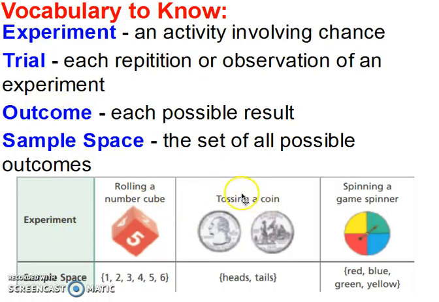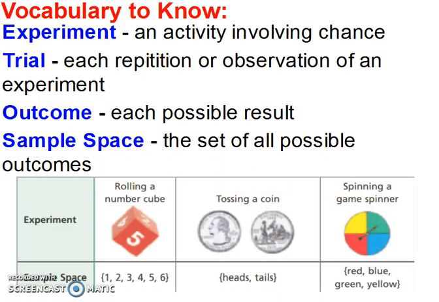Let's look at the experiment of tossing a coin. The sample space is either heads or tails. If it landed on heads, the outcome would be heads. If it landed on tails, the outcome would be tails. How about the experiment of spinning a game spinner? In this case, you would have red, blue, green, and yellow for the sample space, and the outcome would be green.